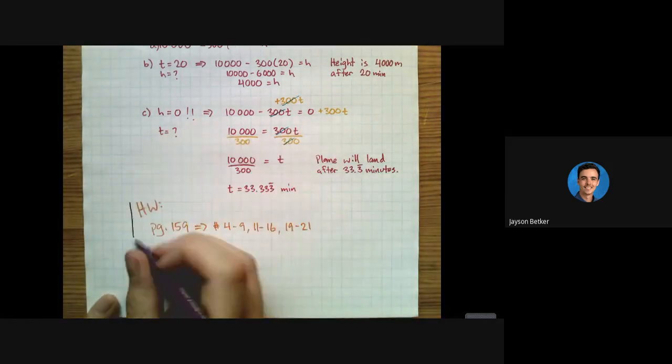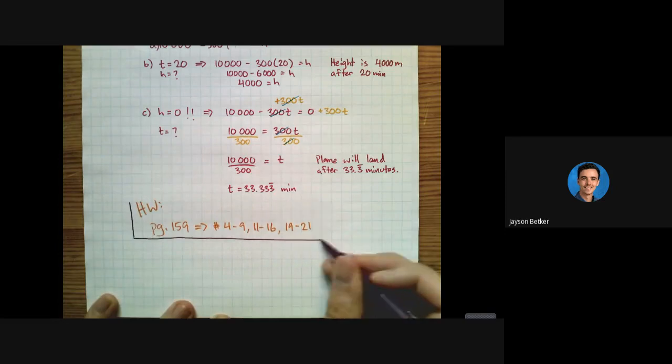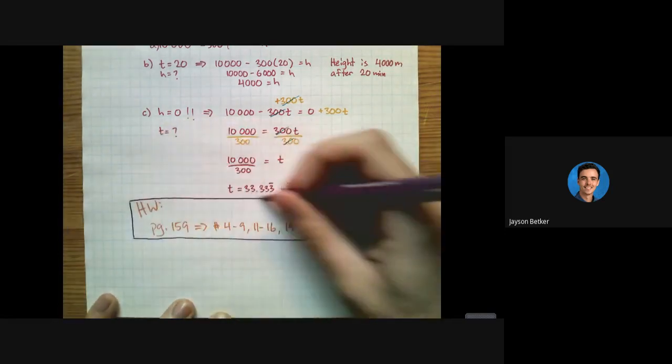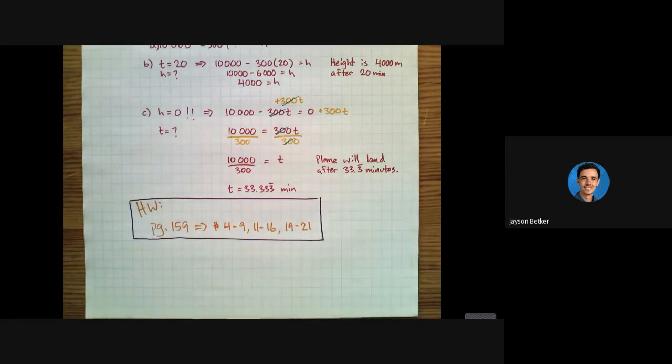And again, this is one of those types of things where I just want you to do as much as you can, okay? Don't stretch yourself too thin. Don't bite off more than you can chew, as they say. Just do as much as you can. Whatever you get done will be awesome, okay?